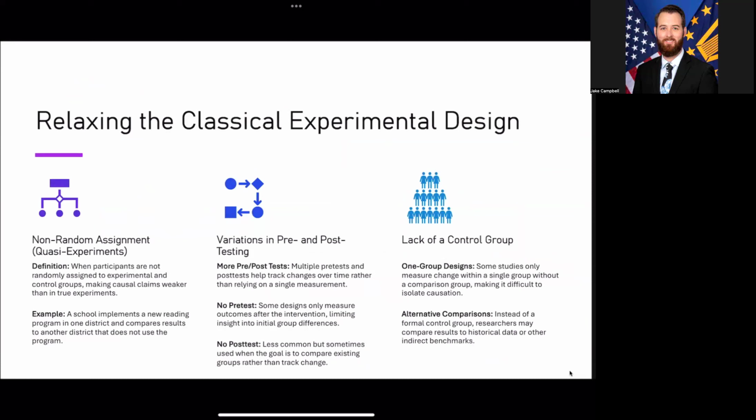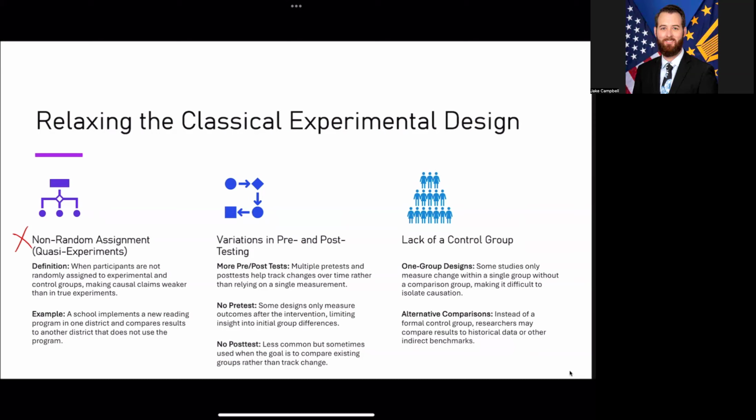So what that means is we can relax, so to speak, this experimental design for classical experiments. And we can do that a number of ways, right? I have mentioned non-random assignment, things like quasi-experiments, meaning when participants are not randomly assigned to the treatment or the control group, or if we have multiple groups, they may not be. It does result in potentially the weaker claim of causal relationships.